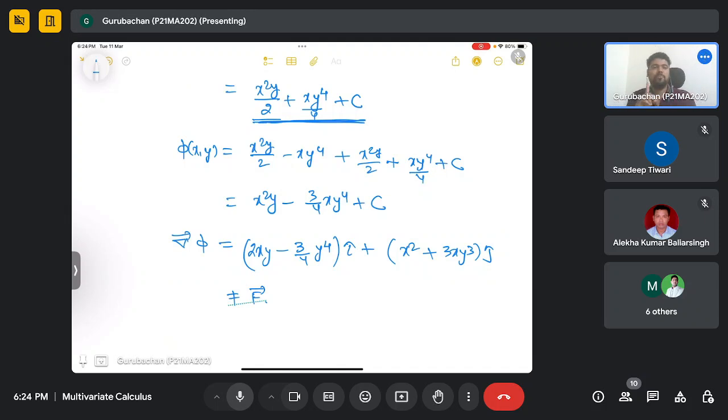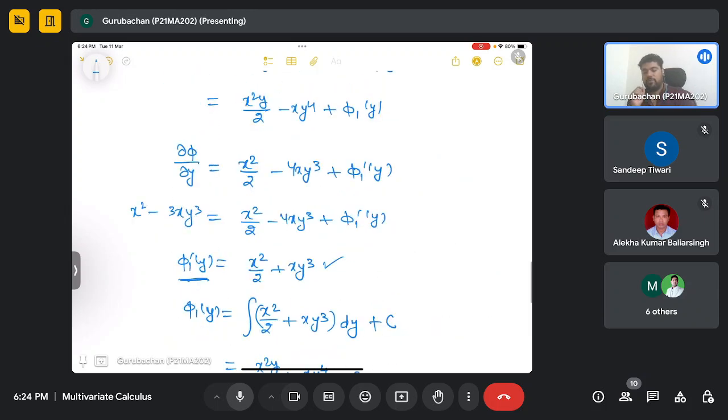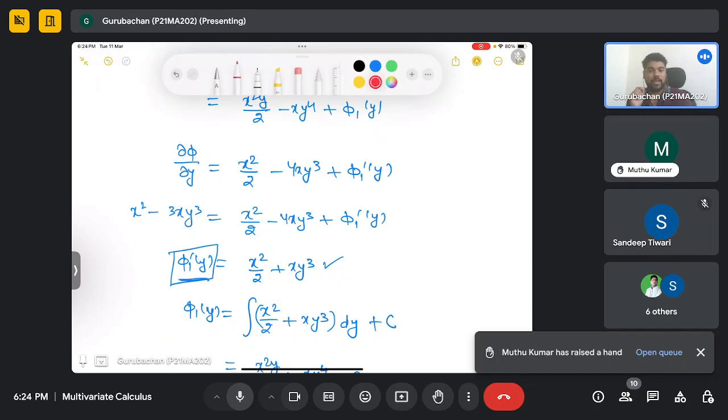The one reason is directly from here, that phi 1 is a function of y. So we can say directly that it cannot involve x. Yes, so first we'll have to check whether curl f equals 0 or not.